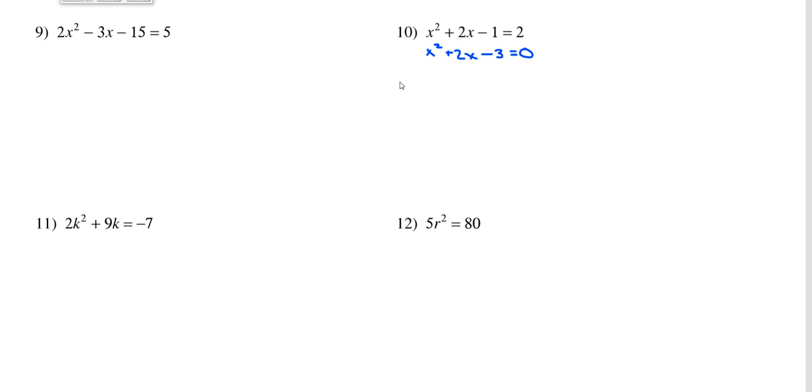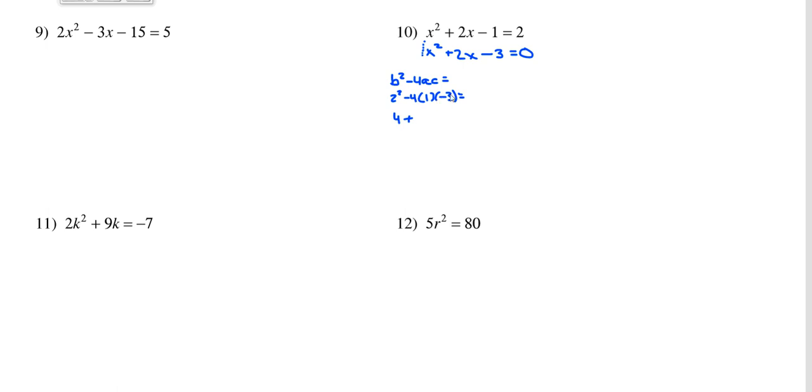Times c is negative 3. And that's going to be 4 plus, because of the double negative, 4 times 1 times 3 is 12, which is 16. So we're going to have 2 solutions on this one, 2 real solutions. 2 solutions in the real number system, that is.